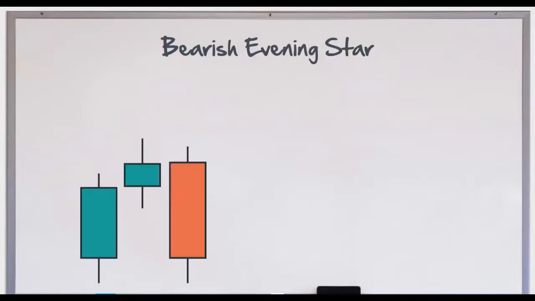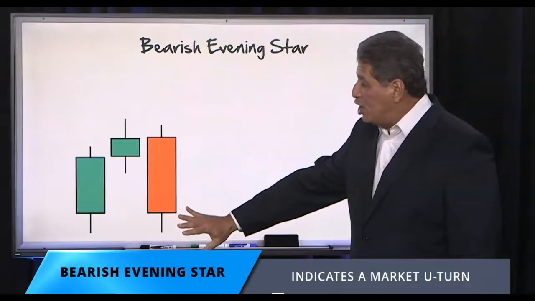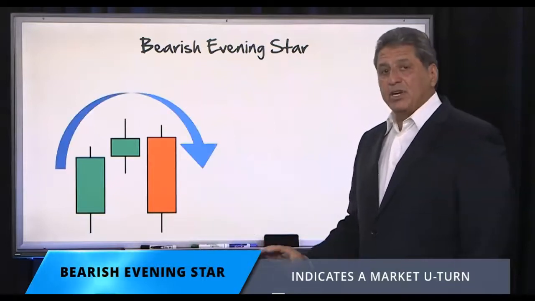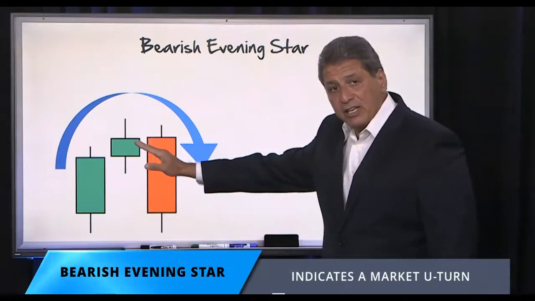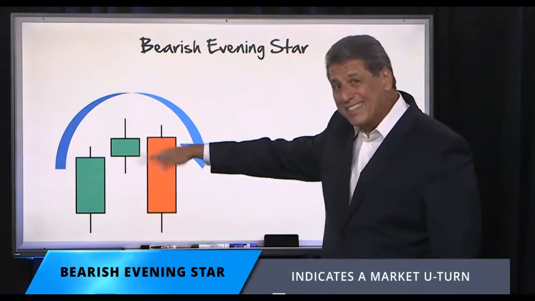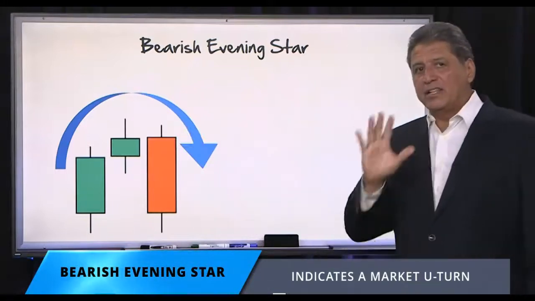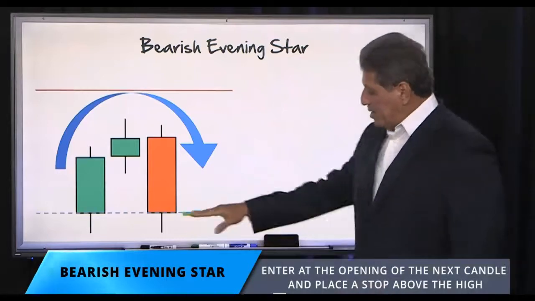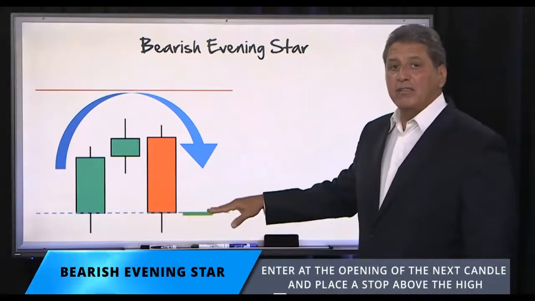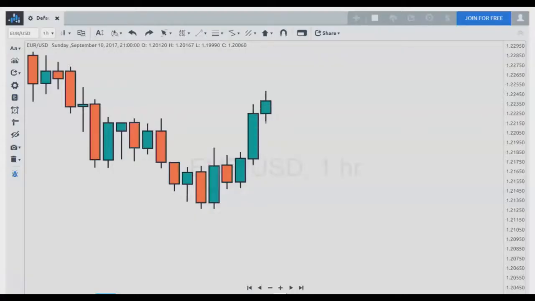Here we have what's called the bearish evening star. Now remember, we had the bullish morning star. This is a bearish evening star. This is once again a U-turn that is communicated to the trader. You have that bullish candlestick formation, followed by indecision, followed by decision. Complete U-turn. It's telling the trader the market's getting ready to blow south. And how do you trade it? You enter at the opening of the next candle, placing a protective stop loss order at the top. This is what it looks like in the chart.